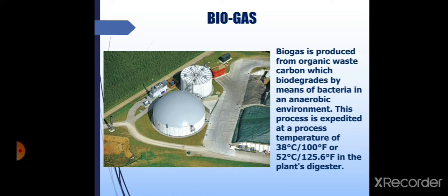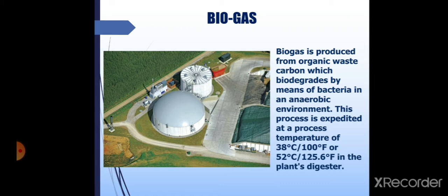Now, as you can see in the figure, this is the figure of a biogas plant, showing how a biogas plant works. It is produced by the decomposition of animal waste like animal dung or plant waste in the absence of oxygen. Since the starting material is mainly cow dung, it is popularly also known as gobar gas.